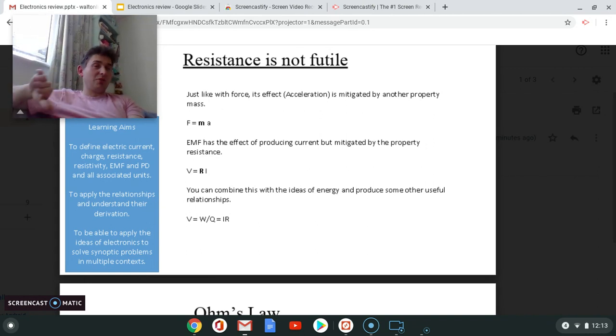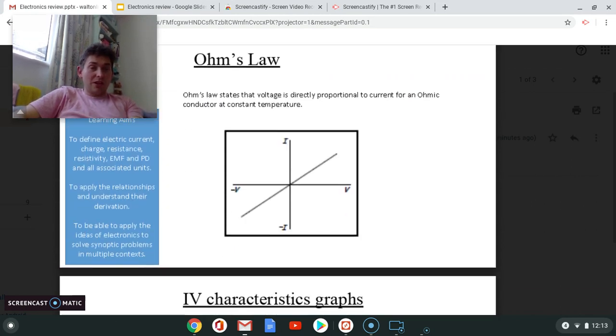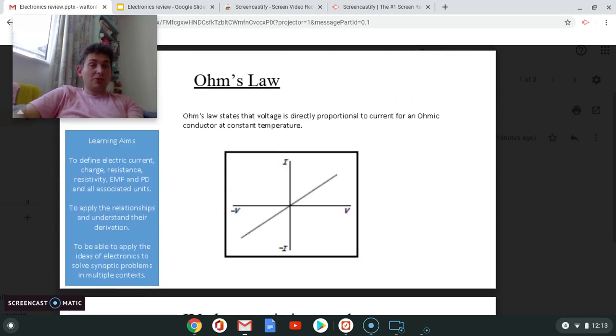You can combine this with the ideas of energy and produce some other useful relationships, other equations. Work done per unit charge equals current times resistance, and then you got work done equals current times resistance times charge, and then loads of things that can come out of that. You need to sort of be able to mess around with that, which you can because you're capable A-level students.